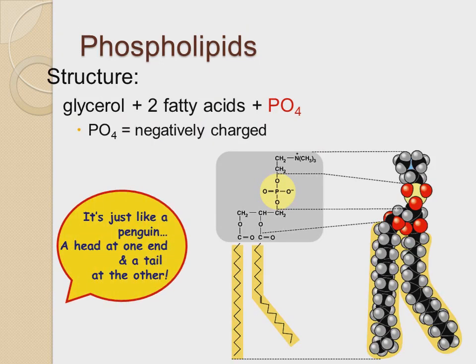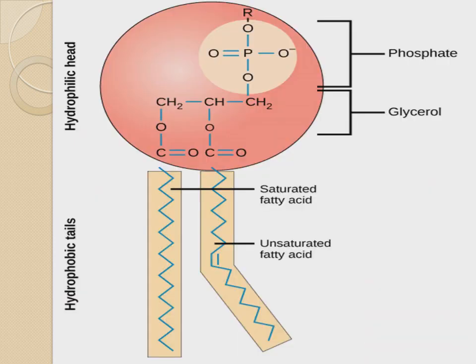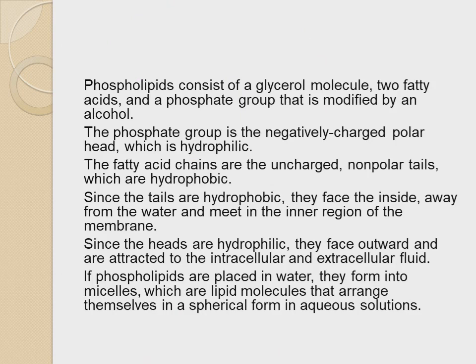Let's talk about phospholipids. The structure of phospholipid: what does it consist of? Glycerol, fatty acid (two chains of fatty acid), and phosphate group. The phosphate has a negative charge, and this phosphate group, the head, is water soluble, and we call it the hydrophilic end. This is also the structure of phospholipid. We notice it consists of phosphate group, glycerol, and the two fatty acid chains. The phospholipid consists of a glycerol molecule, two fatty acid chains, and a phosphate group that is modified by alcohol. The phosphate group is negatively charged, a polar head, and hydrophilic.